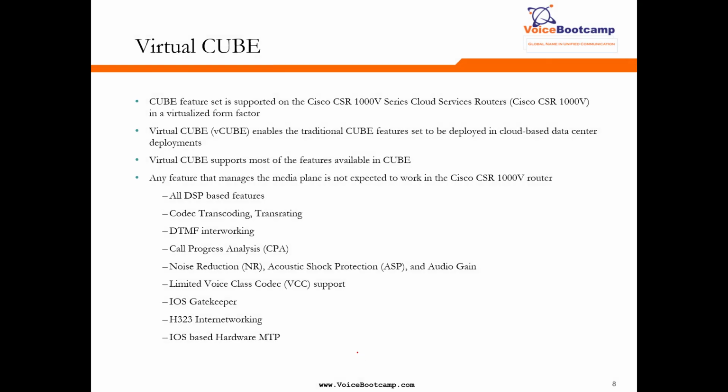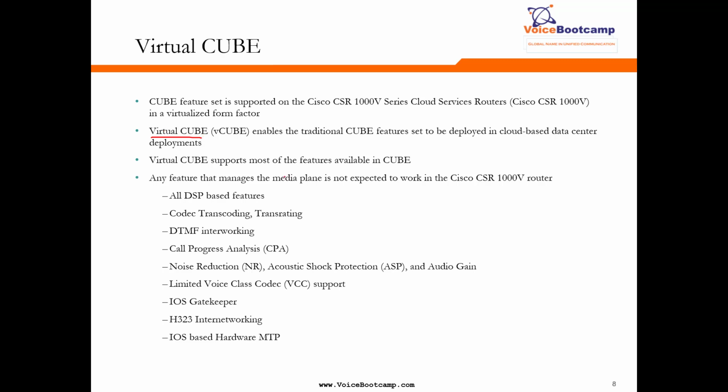Now, one of the things that Cisco introduced in CCIE Collaboration version 2 is a Cloud Services Router, CSR. Cisco CSR is a Cloud Services Router called 1000V. It happens to be a virtualized router which runs on VMware. CUBE is supported on a CSR 1000V router, which is often known as virtual CUBE or vCUBE. Now, vCUBE enables traditional CUBE features to be deployed on a cloud-based data center, whether it is internal or Amazon or, let's say, Microsoft Azure.